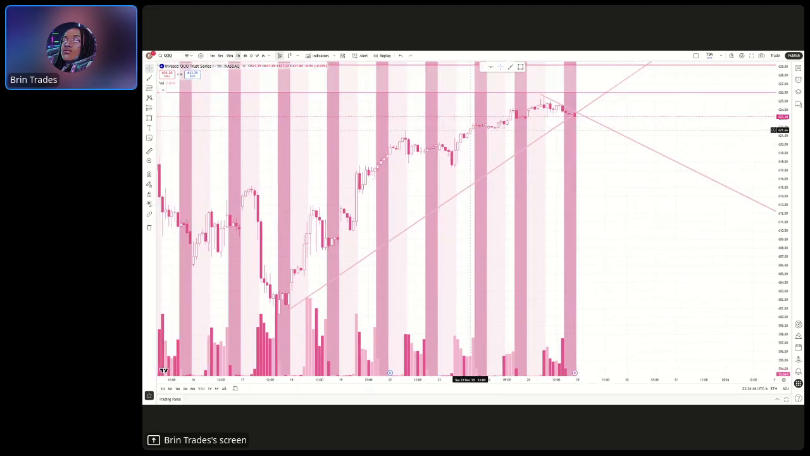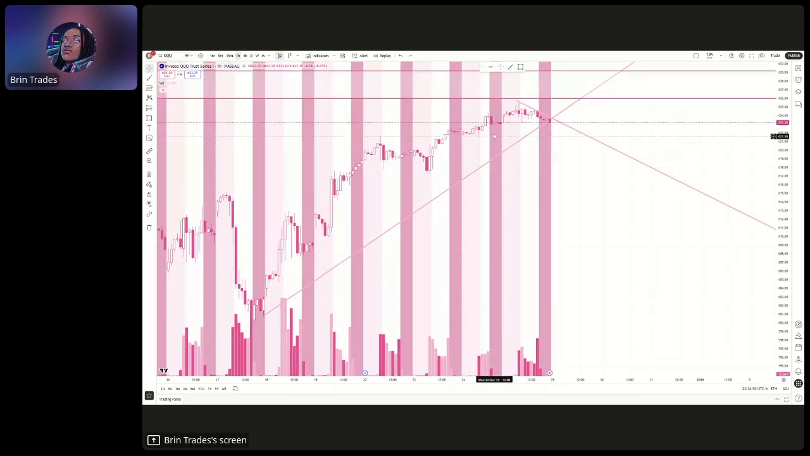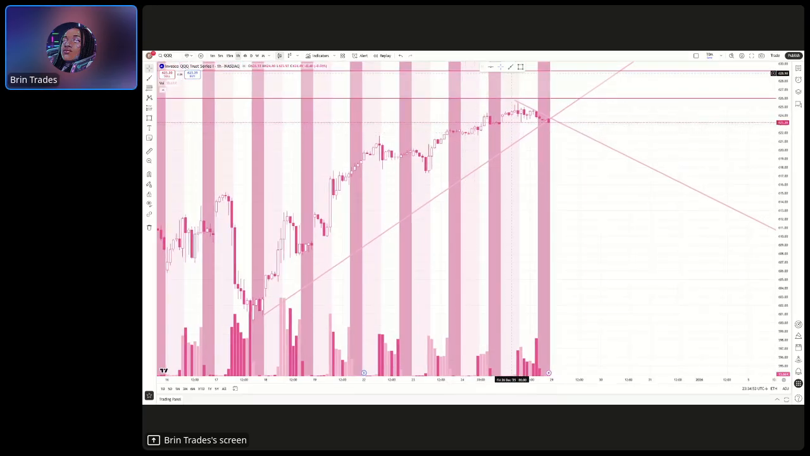But we also have a zone over here. See, price touched it quite a few times. So this could also be an area of interest.